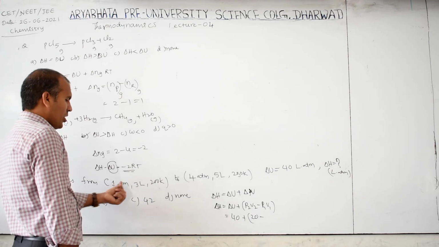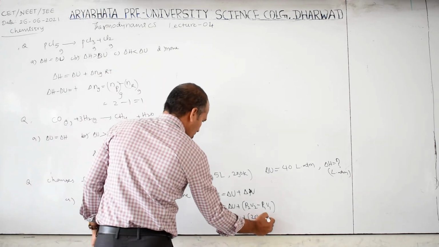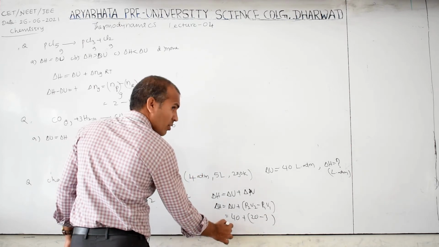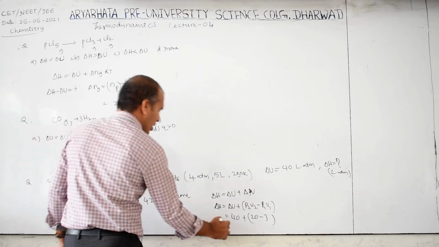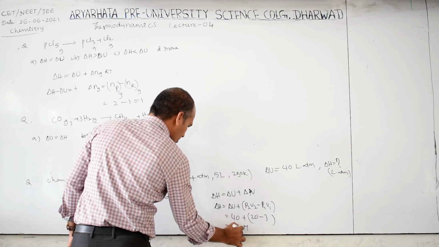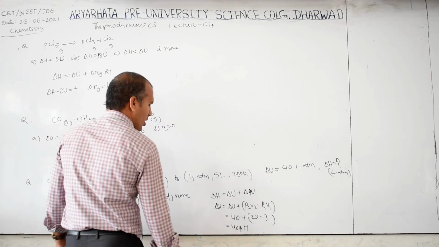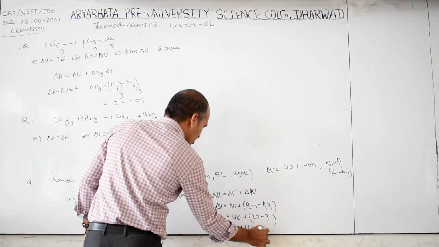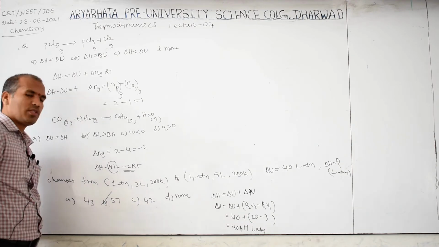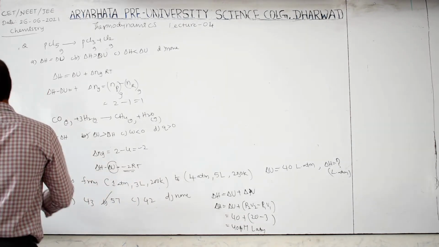And this is 1 into 3. Then this is 3. 20 minus 3 liter atmosphere. Then we will get 17. Then 40 plus 17, because here plus is there. And this is liter atmosphere. 40 plus 17, how much? 57 liter atmosphere. This is the answer.